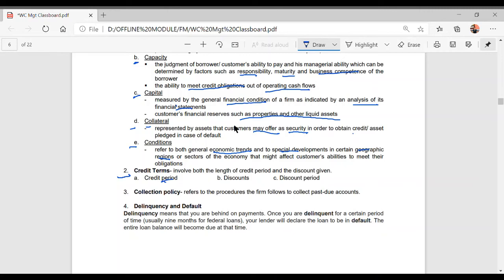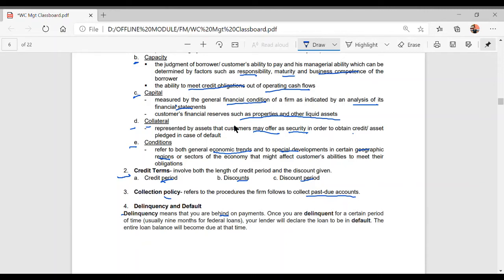So you agree on the credit period, the discounts, and the discount period. And of course, there should be an appropriate policy for collections, especially on how to collect the past due accounts. And of course, you should also consider the delinquency and default. So what is delinquency and what is default? Delinquency means that you are behind on payments. So you have not been able to pay. In Bisaya, what I used to hear from collectors is nakabuho. Okay, so you have a lapse in your payment.